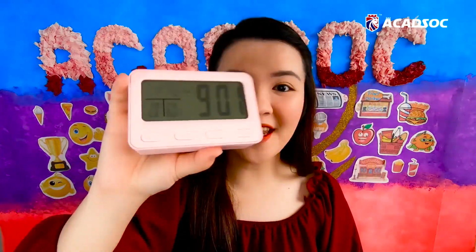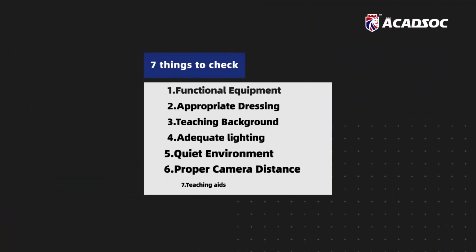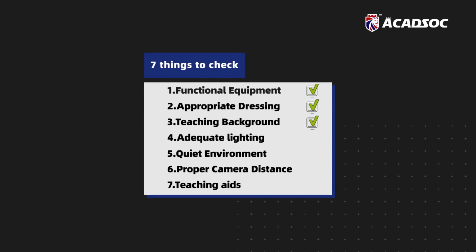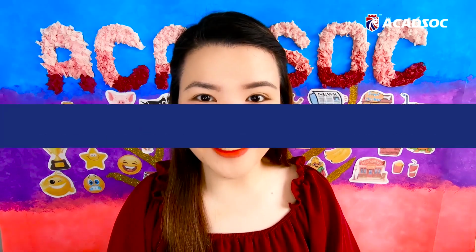It's 9:01 in the morning, and I'm already ready for my first class at 10 a.m. I have eaten my breakfast and brushed my teeth. So before my class starts, I usually tick off my checklist to make sure the teaching environment is perfect for my students. Do you want to take a look and know what's on it? There are 7 things to check. They are your functional equipment, appropriate dressing, teaching background, adequate lighting, quiet environment, proper camera distance, and teaching aids. But don't worry, we are going to talk about them one by one.